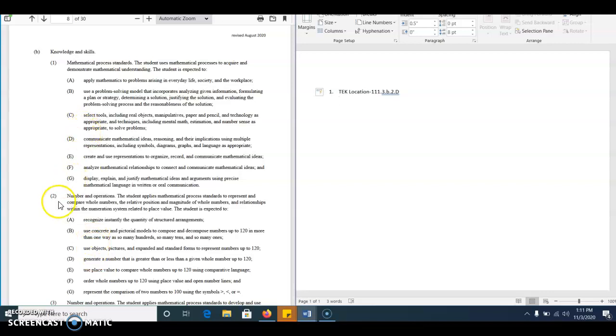So little b, number 2, D. And that is to generate a number that is greater than or less than a given whole number. Okay? I'm just copying it word for word. This is the one time that I'll let you plagiarize because you've basically cited it by giving the TEK number above. And so for number 1, the TEK is that, and what it is, is to generate a number that is greater than or less than a given whole number. So that's all that number 1 is asking, is for you to go grab that TEK.